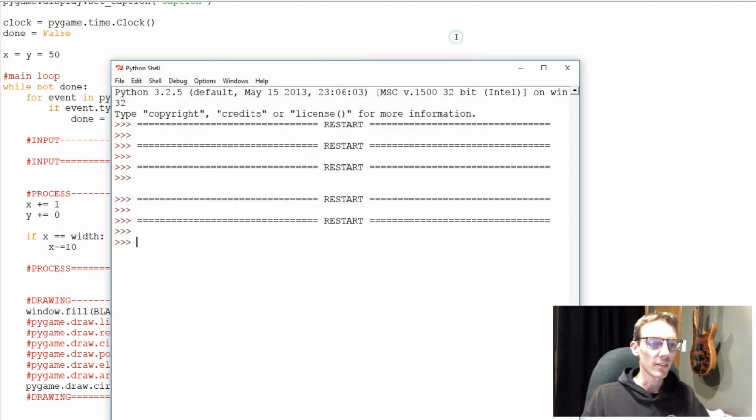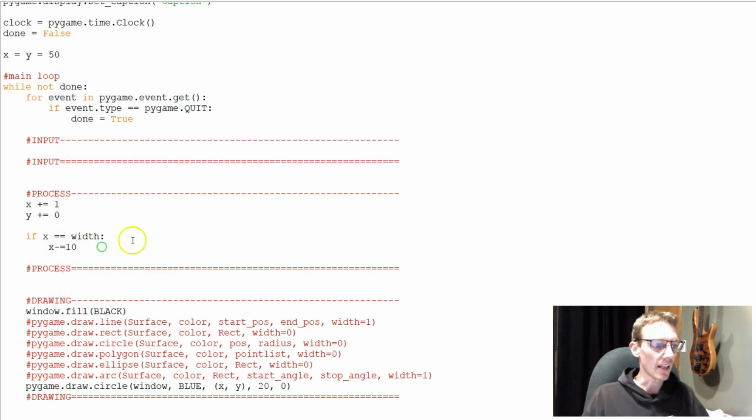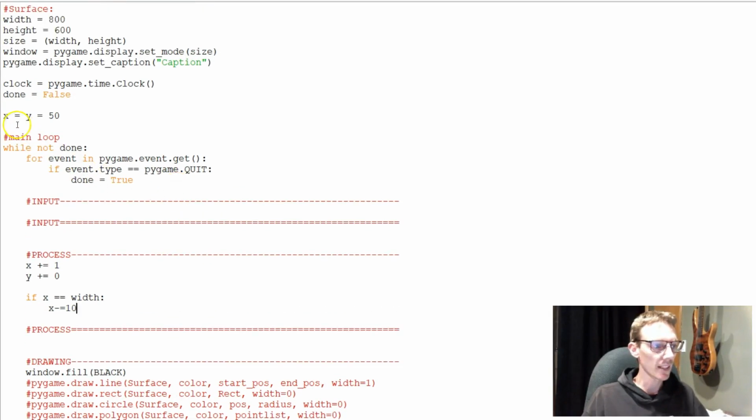So the way that we can get around this is we need another variable. And the variable that we need, I'm going to call it x speed. Another name for it could be x increment, and the short form for that could be x inc. So x speed equals 1.